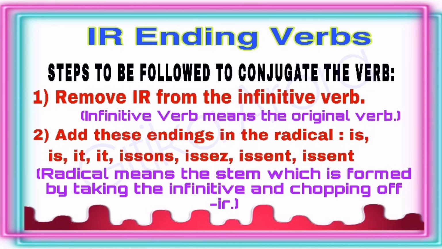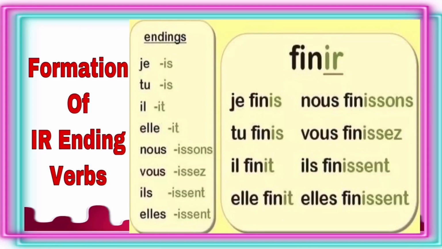Okay, now what are the endings? The endings are is, is, it, it, issons, issez, issent and issent. Okay, now let us understand it with the help of an example. So here I have taken the verb finir, which means to finish, and I have also written the endings which you need to add to the radical.